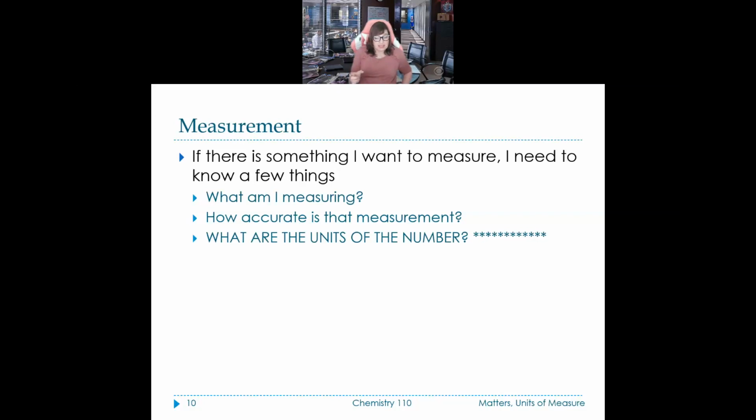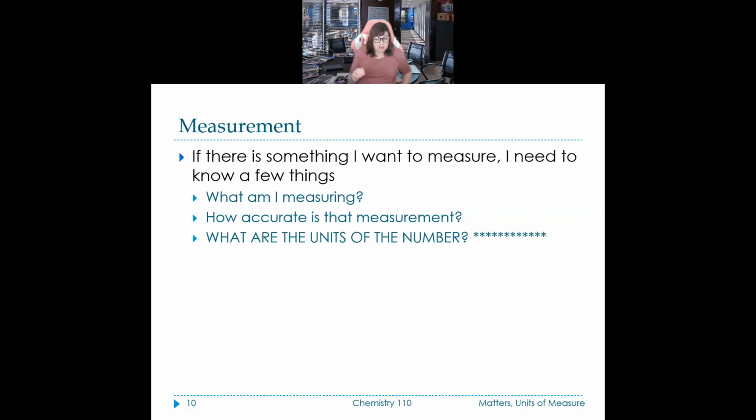Do I want to know how big it is? And if I want to know how big it is, do I care about the actual length of it? Do I care about the volume of it? What is it that I'm trying to measure? The other thing I need to know about is what instrument am I going to be using to do that measurement? Because that's going to determine how accurate that measurement is. Okay, we'll talk about accuracy in just a couple of minutes. And then you're going to see this last part. What are the units of that number?